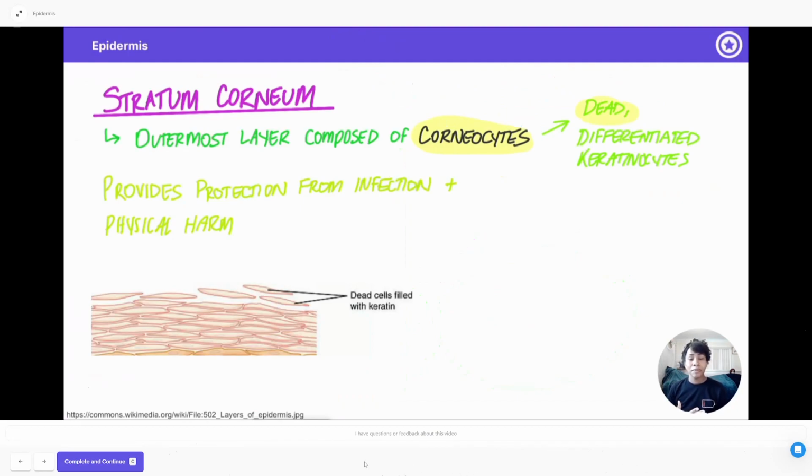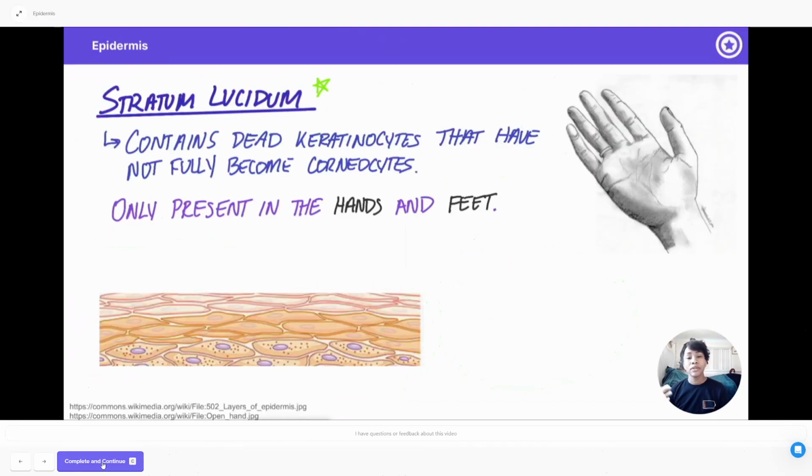And the stratum corneum is important even though it's an outer level of dead cells because it helps to protect the body from infection as well as physical harm. So if you were to get a minor scratch that wasn't deep enough to go past the stratum corneum, you would essentially be fine because you wouldn't have technically broken into any skin that's alive. Okay, now the layer below the stratum corneum is going to be the stratum lucidum. And this layer is still going to be made up of dead keratinocytes, but they're dead cells that haven't fully matured into corneocytes yet.